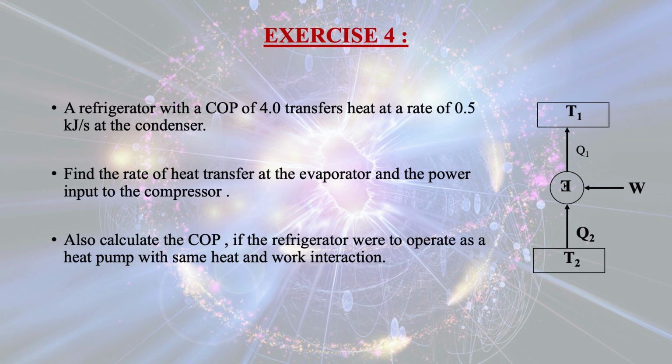Now let us take up exercise 4. A refrigerator with a COP of 4.0 transfers heat at a rate of 0.5 kilojoule per second at the condenser. Find the rate of heat transfer at the evaporator and the power input to the compressor. Also calculate the COP if the refrigerator were to operate as a heat pump with the same heat and work interactions. So this is the diagram for this problem.